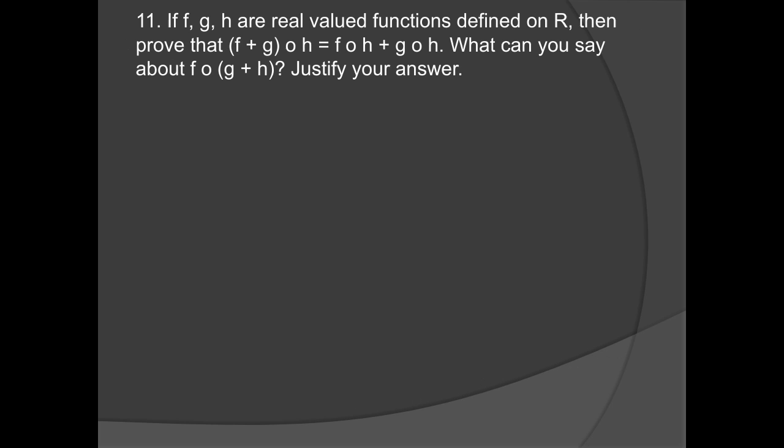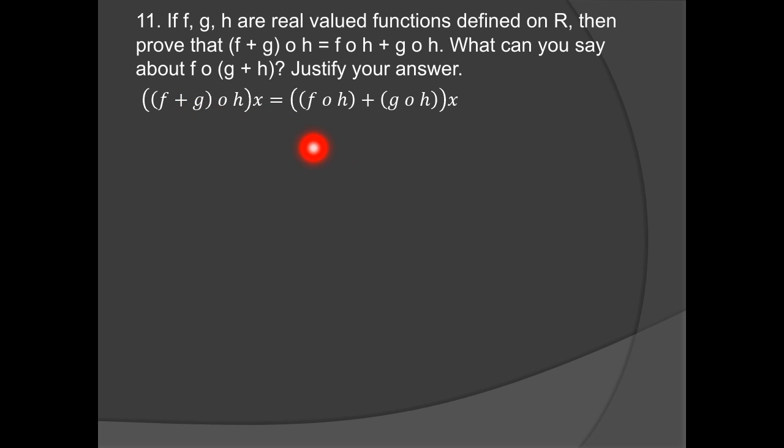Sum number 11. F comma g comma h is a real valued function on R. We have to prove that f plus g of h is equal to f of h plus g of h, and also we have to say what about f of g plus h. Justify the answer.